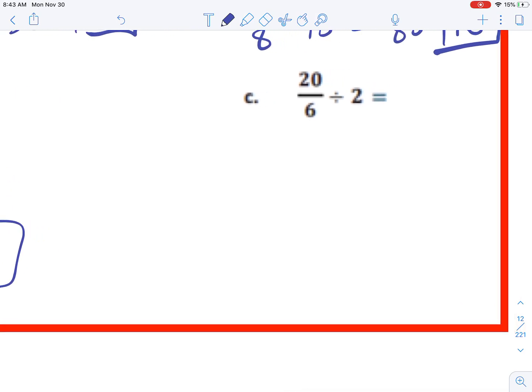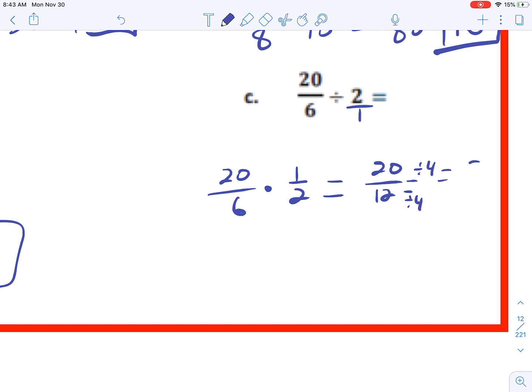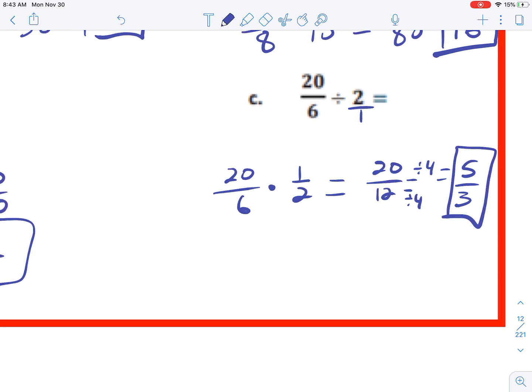Okay, guys, last one. 26 divided by 2 over 1, or 2, turns into 26 times 1/2, which equals 20 over 12. If we simplify this, we can divide both by 4. Okay, let's divide both by 4. And we would get 5 over 3. And that is our answer.